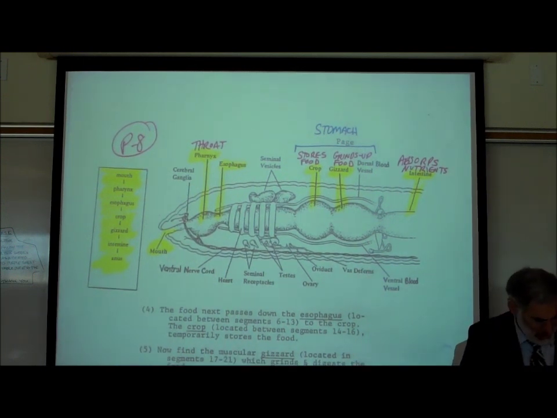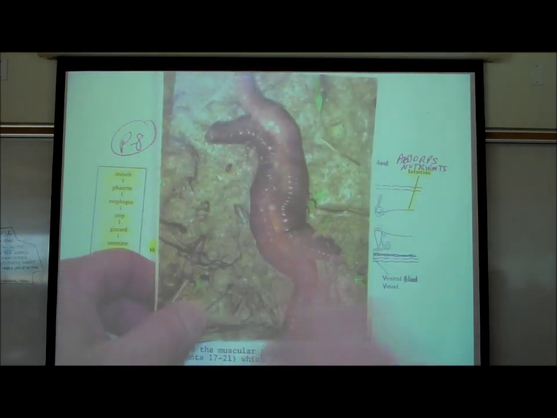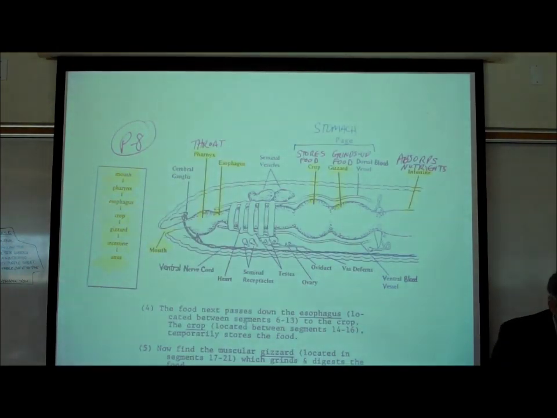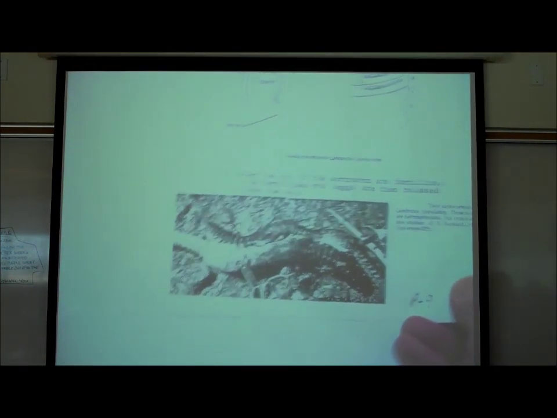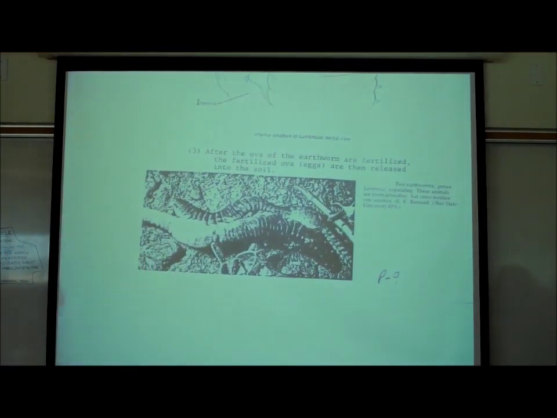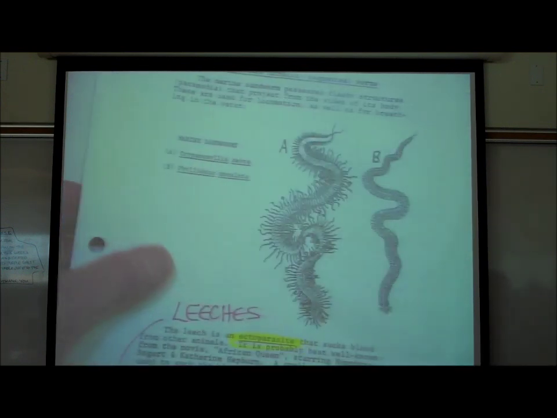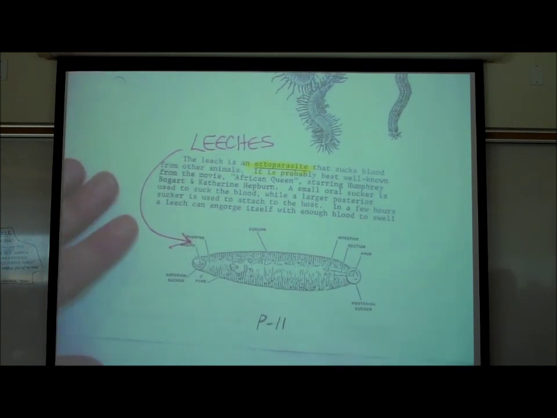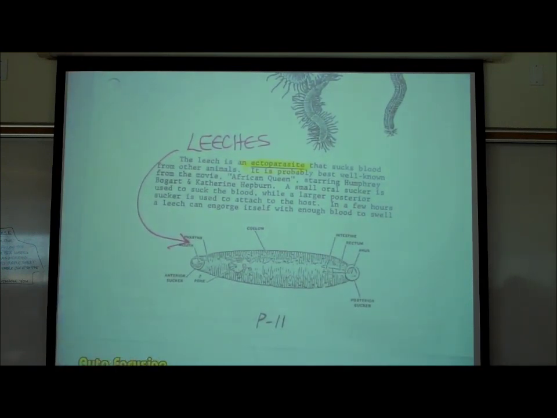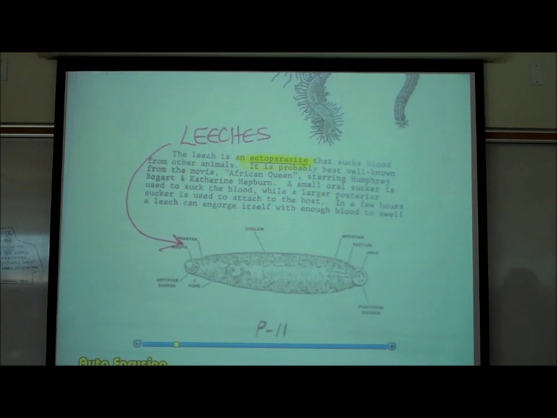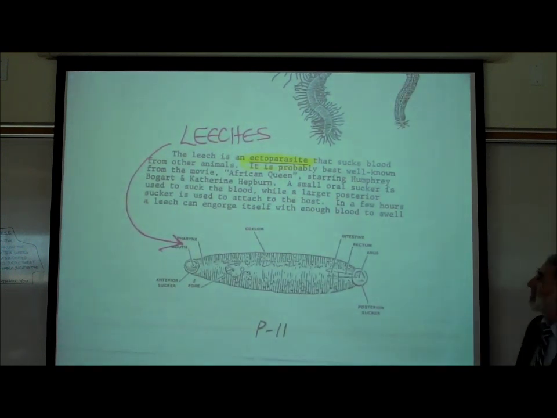Incidentally, if you're thinking, Professor Fink, I would really like a picture of earthworms mating, you have it on page P9. On the bottom of P9, there's your picture of earthworms mating. Now, we've mentioned the earthworm. Is there any other members of segmented worms? And the answer is yes. On P11, at the bottom of P11, and again, anything I skip, you can skip. But I'd like you to know what a leech is.